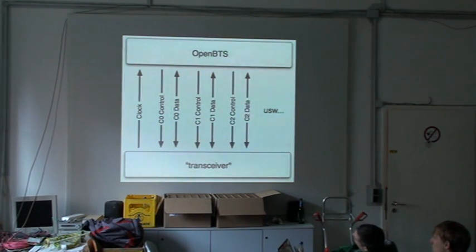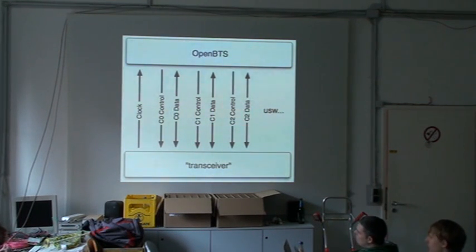So OpenBTS is split into two parts. The part we call OpenBTS is the forward error correction and everything above that. It's the forward error correction part of layer 1 and then everything above that. Then everything below forward error correction in the radio modem is implemented in a different binary called the transceiver. And we split it this way so that if people wanted to write completely different transceivers for radios with completely different characteristics, they could do that as long as they stuck to the interface.